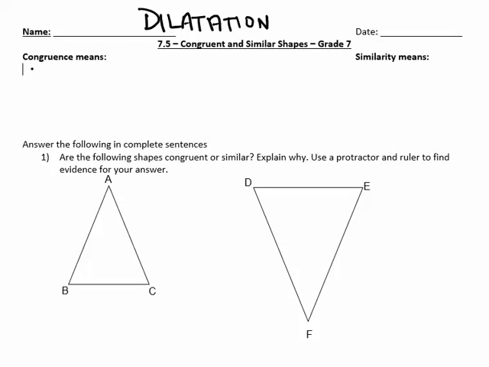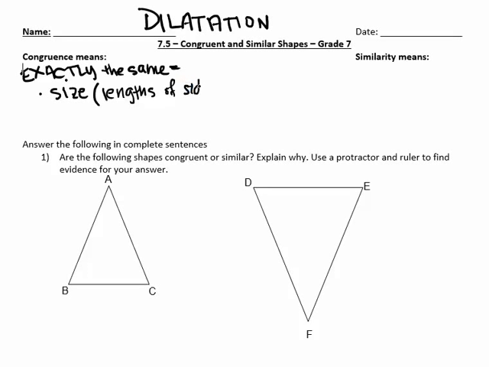Now, a congruent shape means exactly the same. It's exactly the same in terms of the size. So it's exactly the same size, which means that the lengths of the sides are exactly the same. Also, what stays the same are the angles, and that makes the shape the same.